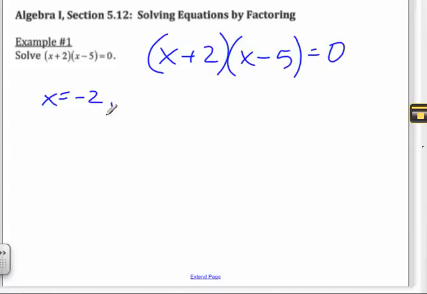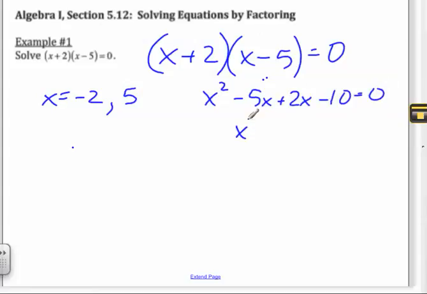Jordan, what would make this second binomial equal 0? If it equaled 5. Okay? So now, if x equals negative 2 or 5, then that equation is true. Now, I want you guys to think back to us talking about this earlier. If I multiply this out, I'm going to get x squared minus 5x plus 2x minus 10 equals 0. And then I'm going to get x squared minus 3x minus 10 equals 0.